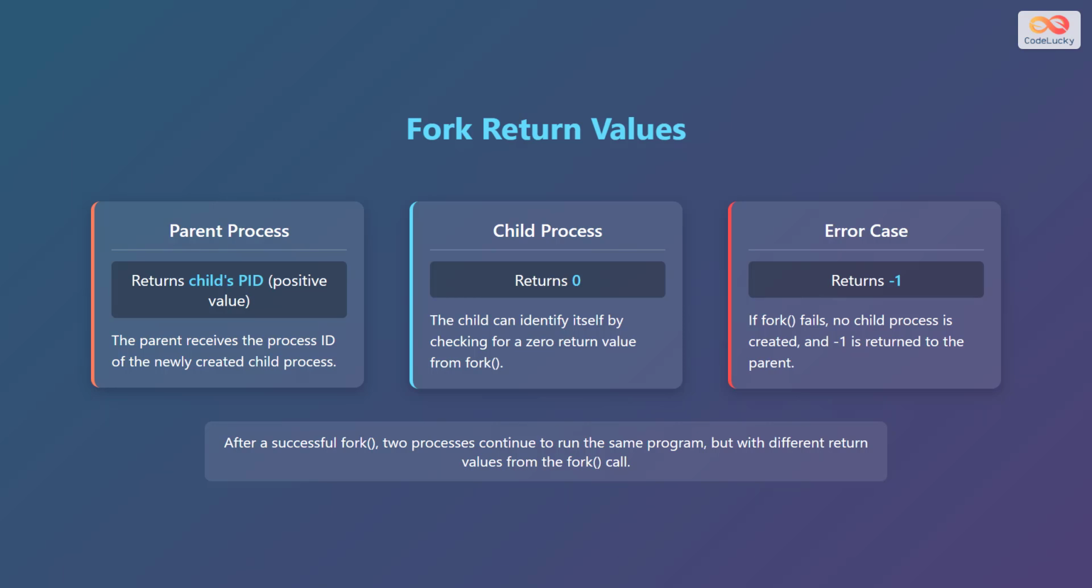The child process can use this 0 return value to determine that it is indeed the child process, and then execute different code accordingly. If the fork call fails for any reason, such as insufficient memory or reaching the limit of processes a user can create, it returns -1 to the parent process. No child process is created in this case, and the parent process should handle this error appropriately. It's important to note that after a successful fork, both processes continue to run the same program, but the different return values from the fork call allow them to differentiate their behavior.